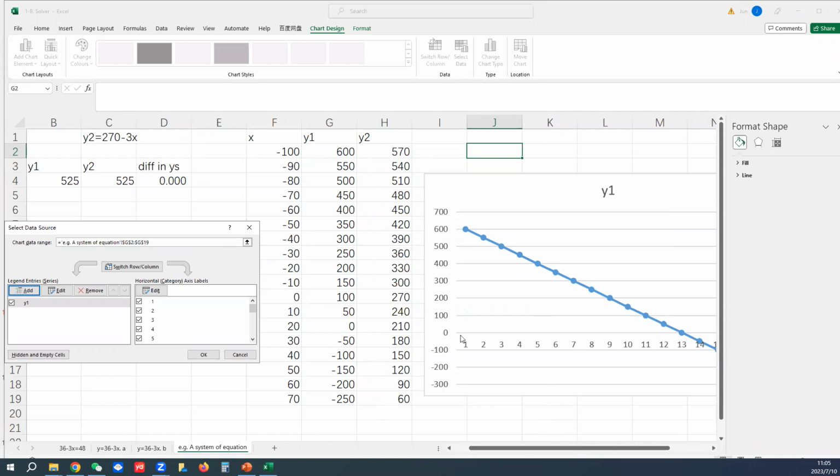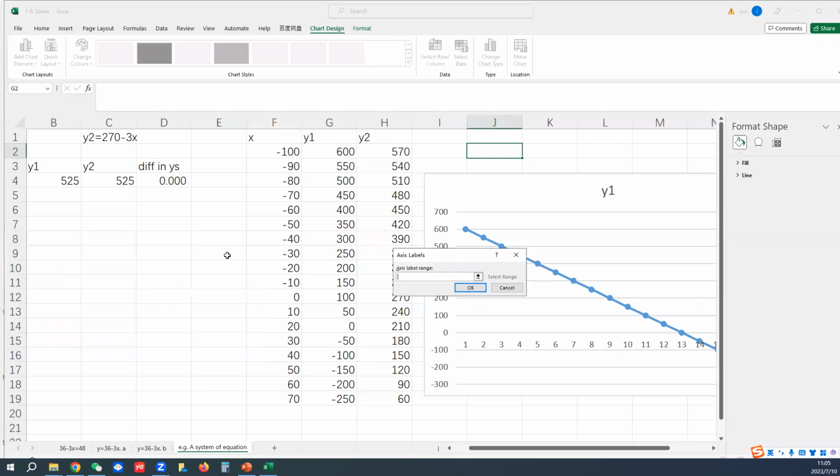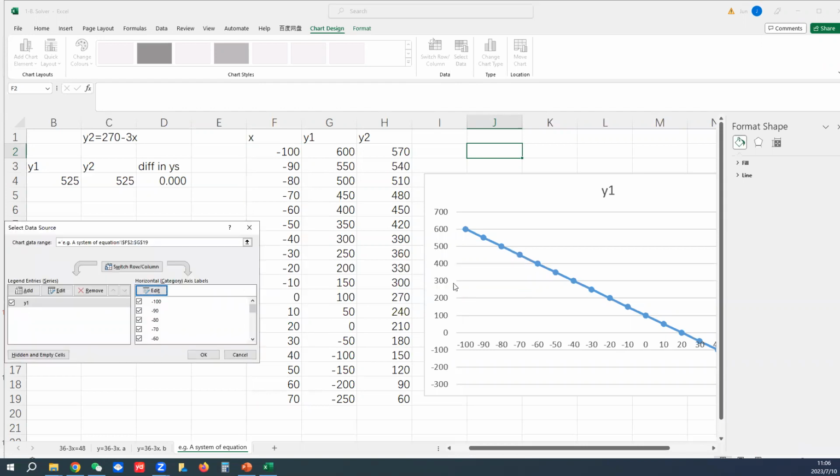That's right. But for x, it's not right, right? Here, it just gives you the count of x. The first x's corresponding y is 600. The second x's corresponding y is 550. We are not satisfied with this count. Instead, we want to make the value of x more accurate by changing the horizontal axis labels so that we can have a more accurate coordinate for each point. Minus 100, 600, that's the first one. Minus 90, 550, that's the second one.